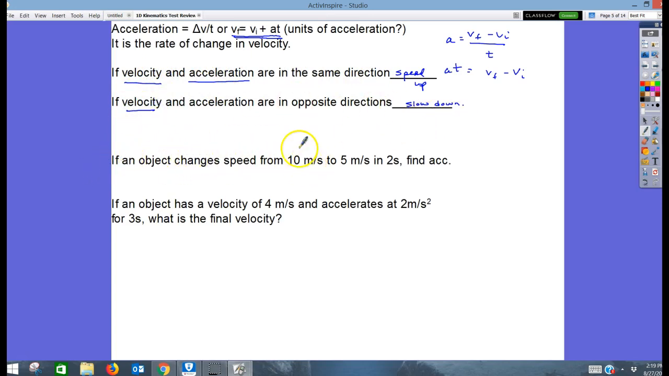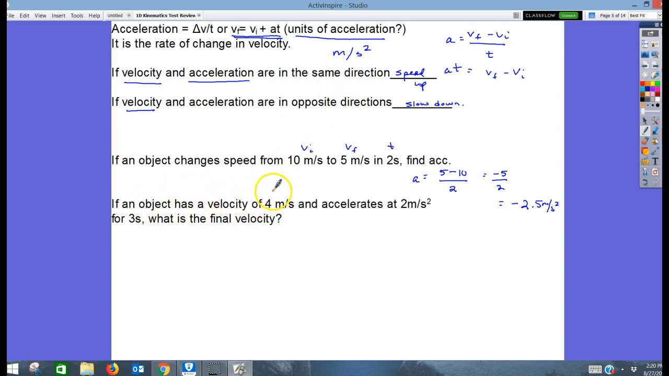If an object changes speed from 10 meters per second to 5 meters per second in 2 seconds, find the acceleration. Acceleration is a change in velocity, the final minus the initial, over time. So that's -5 over 2 is -2.5 meters per second squared. And that's, oops, I skipped this little part. What are the units of acceleration? Meters per second squared. Meters in the top, second squared in the bottom.